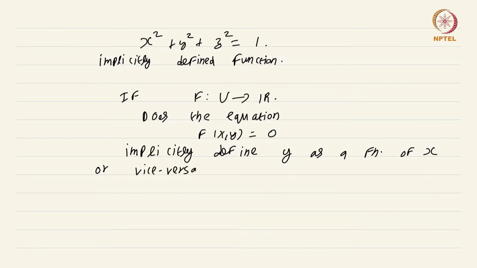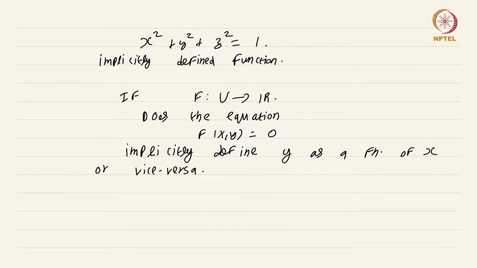Suppose you have a function f from U to R and you just consider the equation f of xy equal to 0. Does it follow that you can write y as a function of x? In a more geometric way, what this is asking is, suppose you consider the zero set of this function, that is a collection of all points xy such that f of xy equal to 0, then is that zero set a graph? That's a geometric way of looking at this.